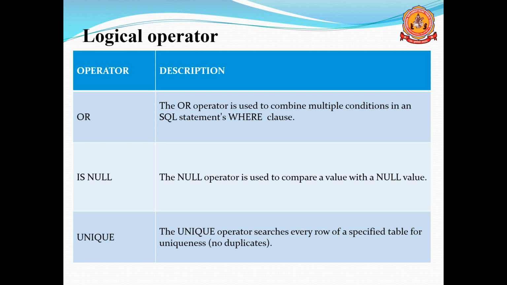The next one is null. The null operator is used to compare the value with a null value. So it is the IS NULL operator, checking whether the value is null or not. It is not about an empty value; mainly it is checking the null value.